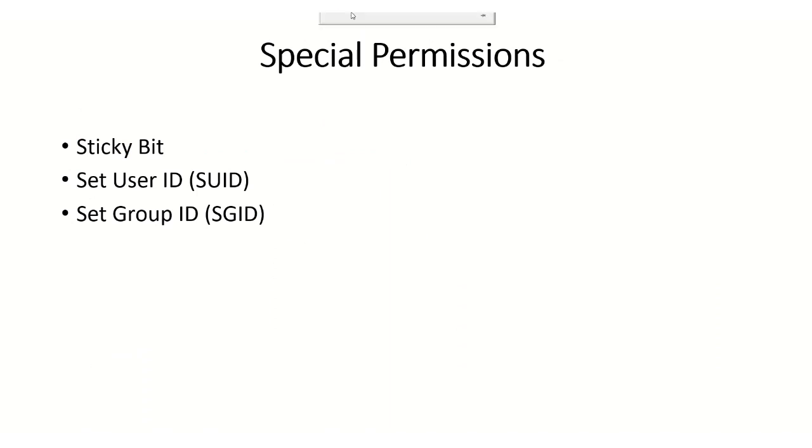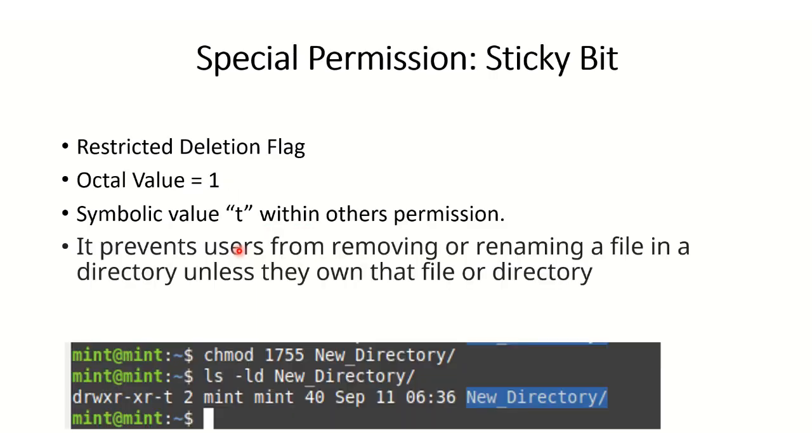Now there are 3 different special permissions we are talking about. These are sticky bit, set user ID, that is SUID, and set group ID, that is SGID. Let's talk about sticky bit first. This is also called restricted deletion flag. It is denoted by octal value of 1, and it is represented by symbolic value T within other permission.